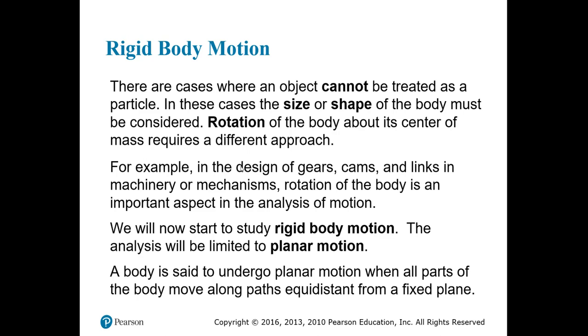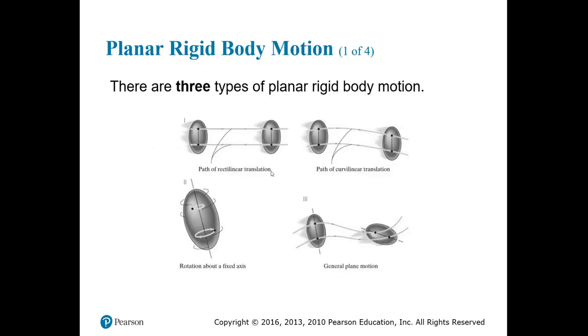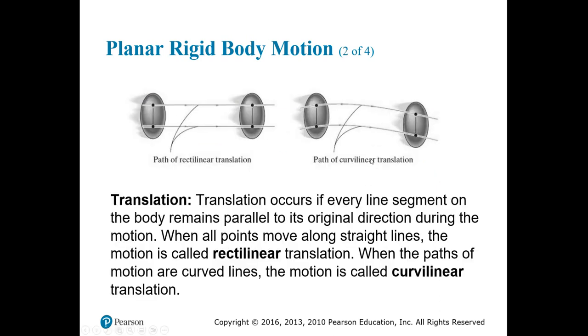We will now start to study rigid body motion, and the analysis will be limited to planar motion. When we're talking about planar motion, we're looking at a plane that will dictate the motion of the rigid body. We will divide that into three different types of motion. At first we have a path that has rectilinear or curvilinear translation. That's the first one we'll study, and then we will move rapidly to rotation about a fixed axis, and then what is called general plane motion, which combines rotation and translation at the same time.